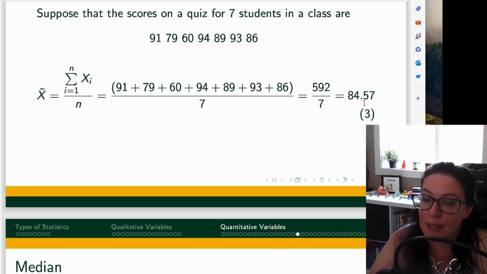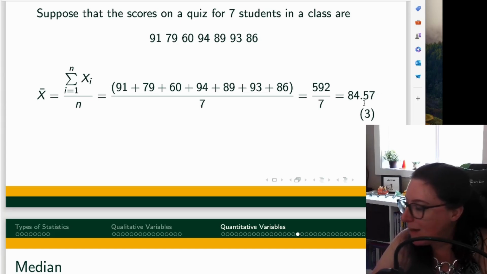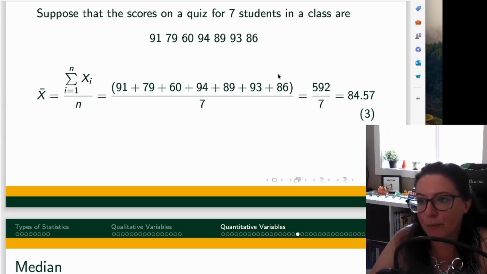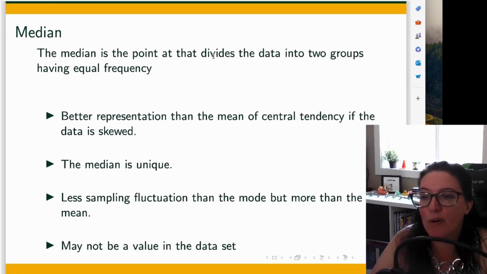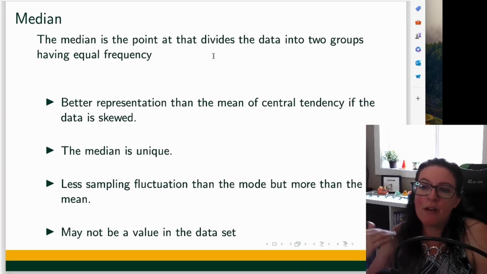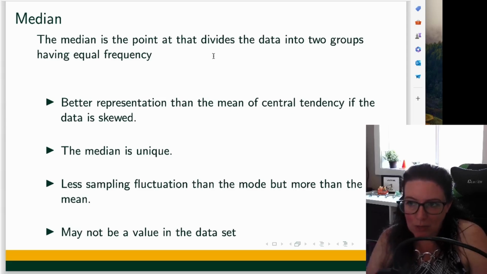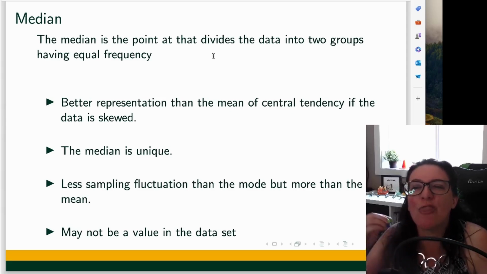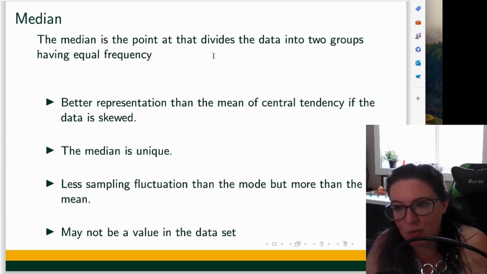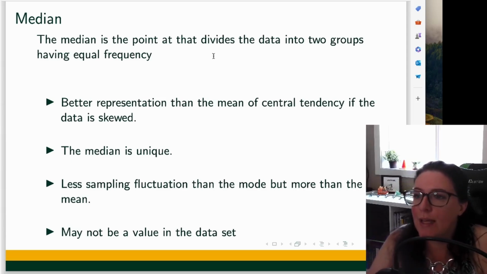In comparison, if you were trying to find the median, it is the middle number. So we would have to take all of these numbers, put them in order, so 60, 79, and then we would figure out which number fell in the middle. The benefit of the median is that it is not as impacted by the outliers because it simply looks at the number of extreme values, not the value of the extreme values. Okay, so it is going to deal better if your data is skewed.